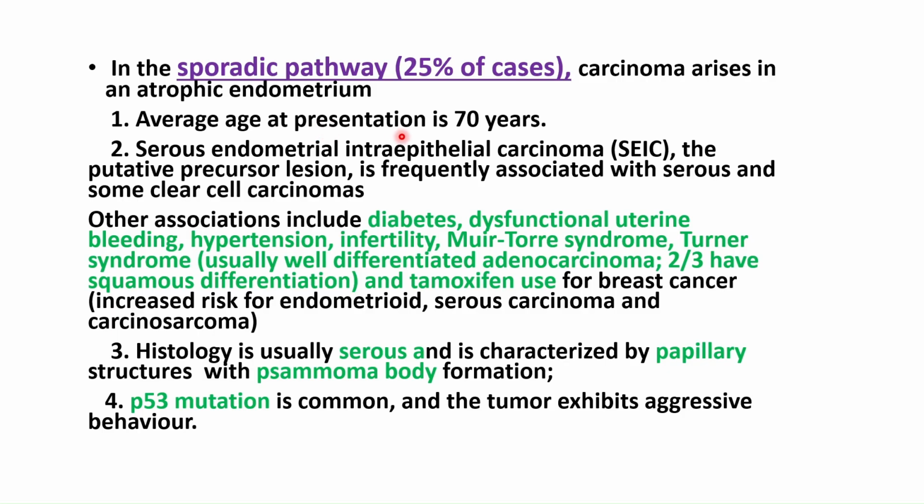The average age at presentation is 70 years. The precursor lesion is serous endometrial intraepithelial carcinoma, and it is associated with serous and some clear cell carcinomas. Other associations include diabetes, dysfunctional uterine bleeding, hypertension, infertility, some syndromes, and tamoxifen used for breast carcinoma. Tamoxifen use is associated with increased risk for endometrioid, serous carcinoma, and carcinosarcoma.